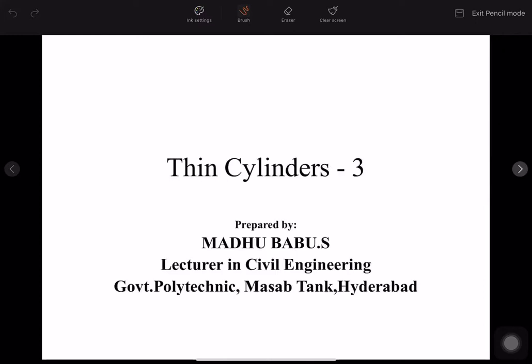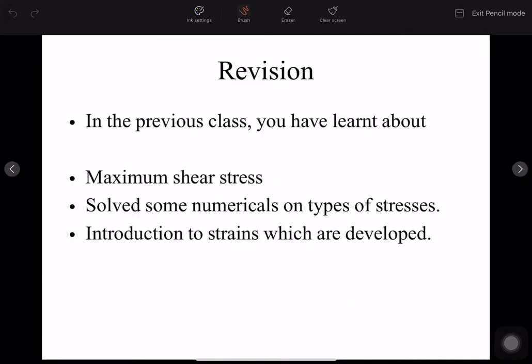Today we'll be discussing thin cylinders, third part, which is a part of theory of structures. Before going into the lecture, we'll just revise the previous class.